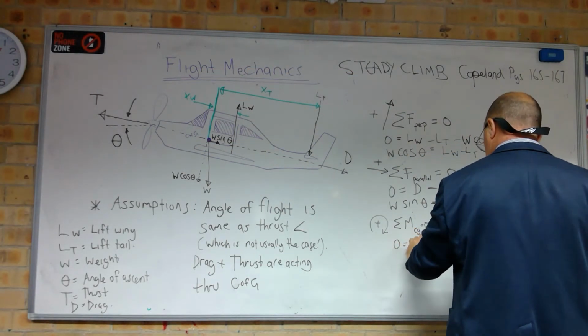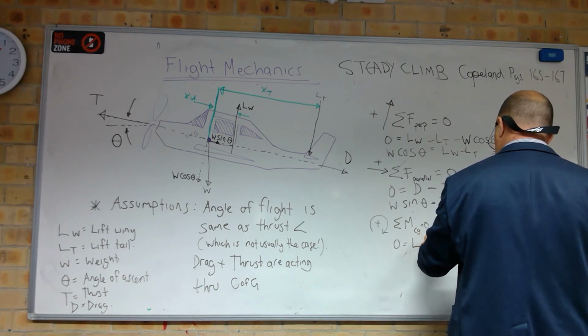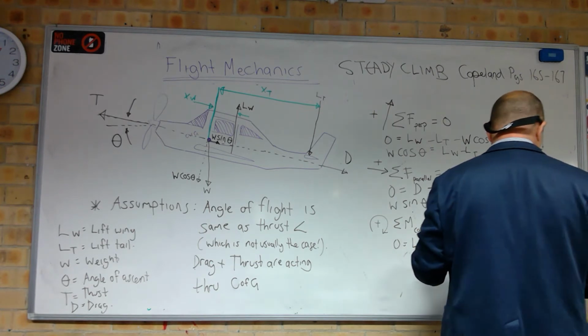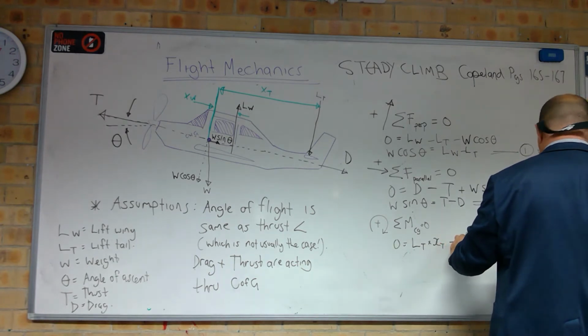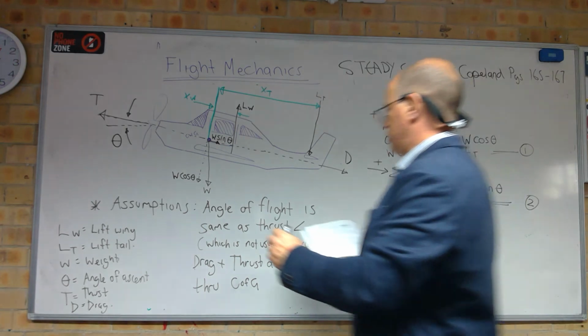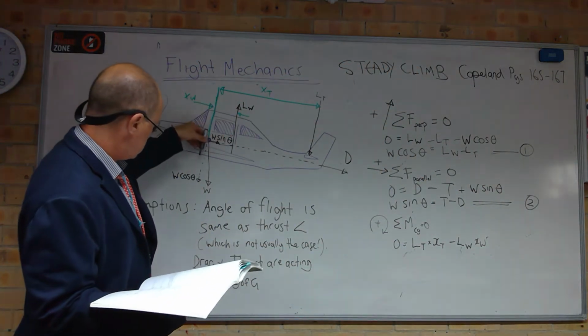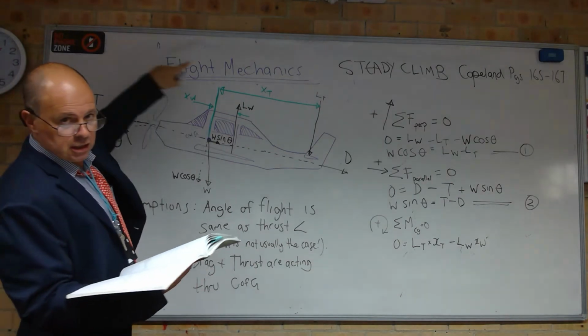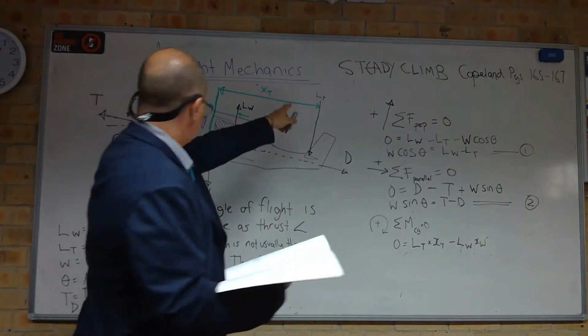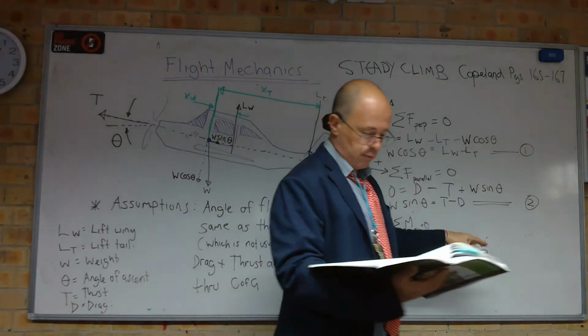So it's LT times xt minus lift of wing times xw, because xw is this distance here. Lift of the wing is going to make us rotate around that centre of gravity counterclockwise. This one is going to rotate us clockwise, which is why the lift of the tail is positive and that one's negative.